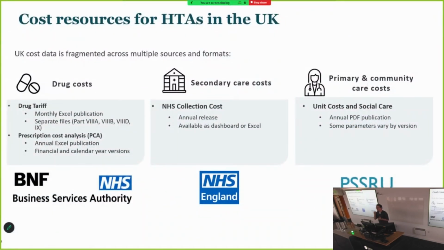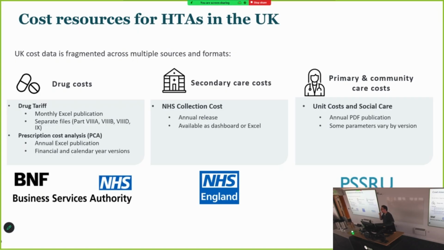Talking about cost sources in the UK, you're probably familiar with all of these. Sometimes there are several, they're fragmented, and they use different websites and different formats. For drug costs, for instance, we have the drug tariff, which is a monthly Excel publication, usually with different Excel files for the different parts of the drug tariff. Sometimes we use prescription cost analysis, which has cost but also quantity of drug. That's helpful, for instance, for market intelligence analysis or when we calculate a weighted average price across a class.